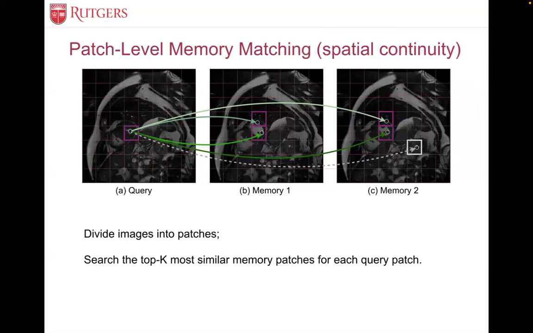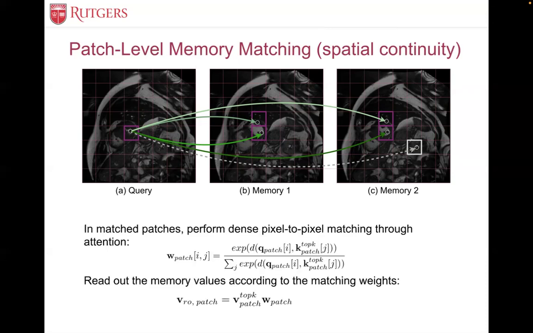Here are the steps for patch-level query memory matching. We first divide the images or the feature maps into patches. Then we search the top-k most similar memory patches for each query patch. Next, in matched patches, we perform dense pixel-to-pixel matching through the attention mechanism. In the last step, we read out the memory values according to the matching weights.